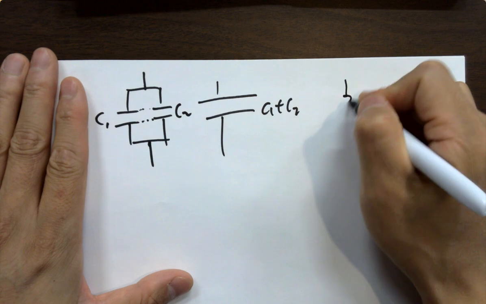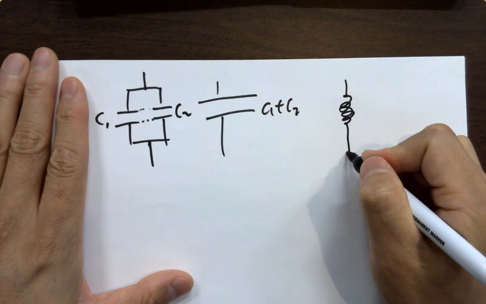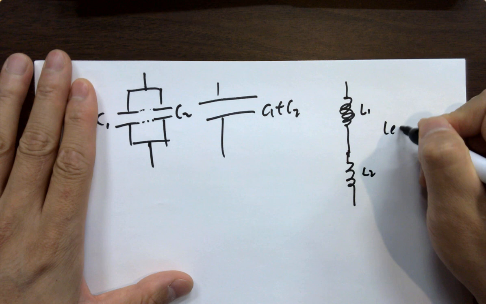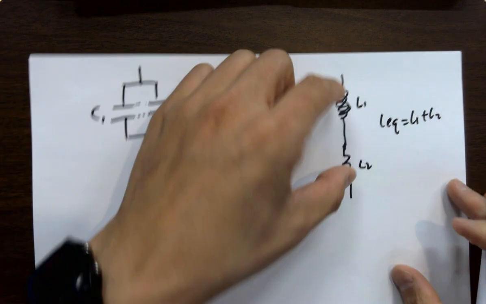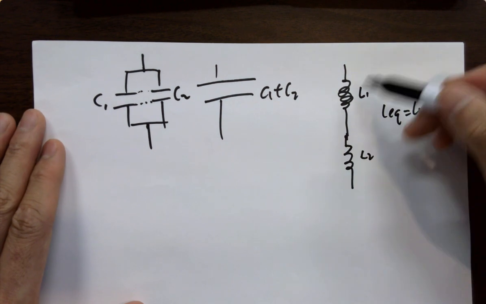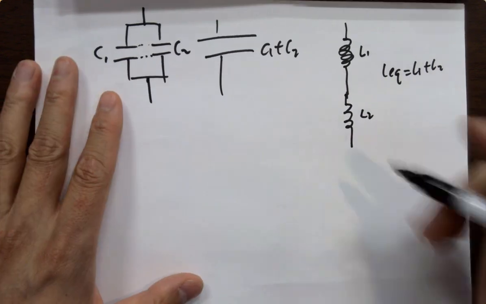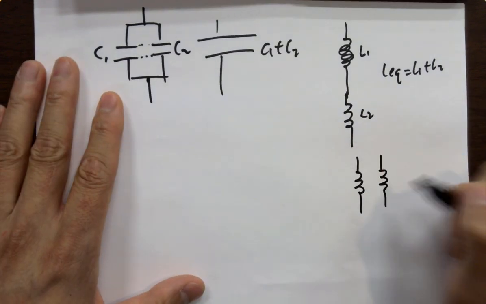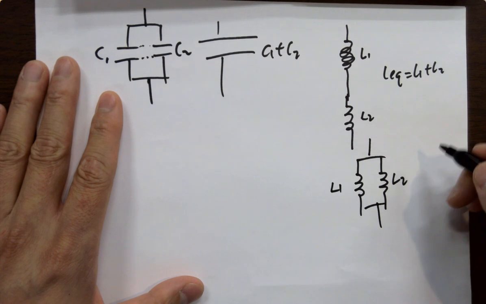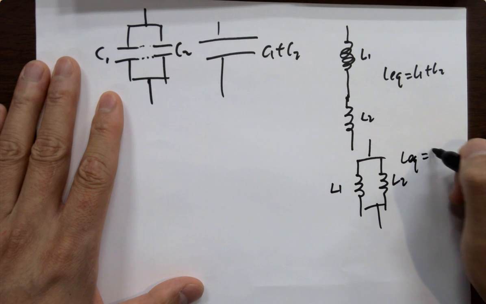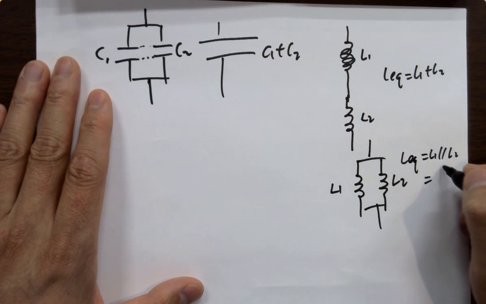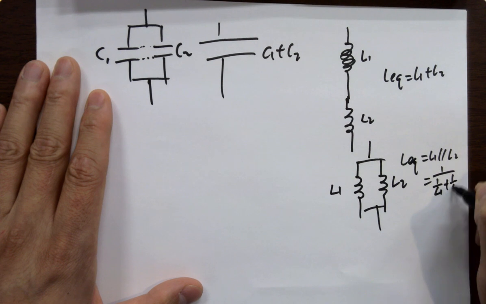For inductors, if you place two inductors in series, L1, L2, the equivalent inductance will be L1 plus L2. That makes sense because these are just coils in series, so you add them together. If you have inductors in parallel, L1, L2, then L equivalent equals L1 in parallel with L2, so it's 1 over (1/L1 plus 1/L2).